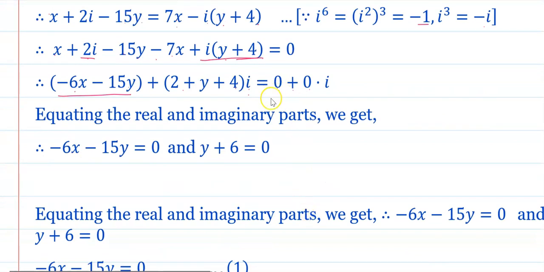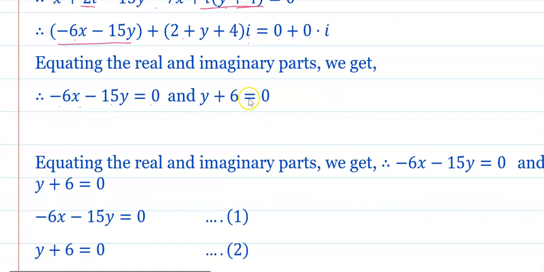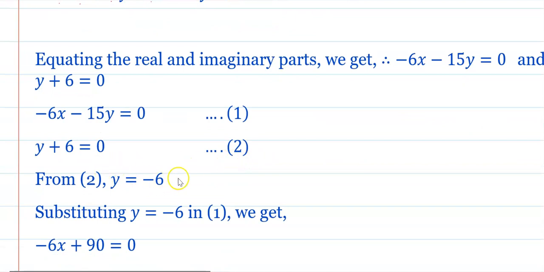Equate real and imaginary. Minus 6x minus 15y is equals to 0. What about here? 2y plus y plus 4 means what? y plus 6 is equals to 0. y plus 6 is equals to 0 means what? y is equals to minus 6. Equating real and imaginary part, y is equals to minus 6 आपल्याला इथे मिळाला. Put the value of this y is equals to minus 6 in equation number 1.